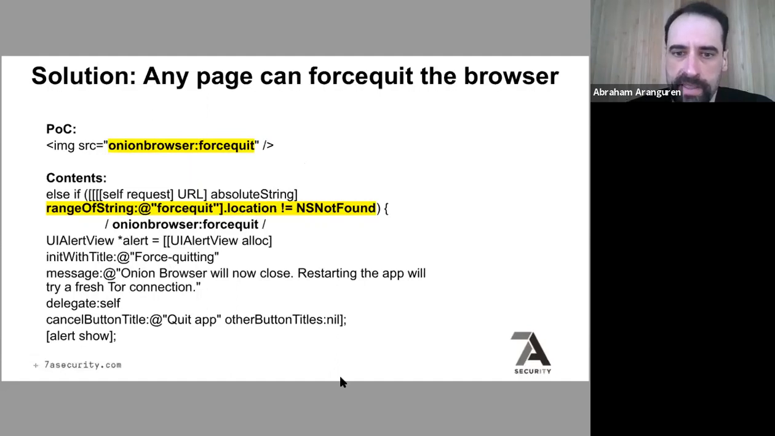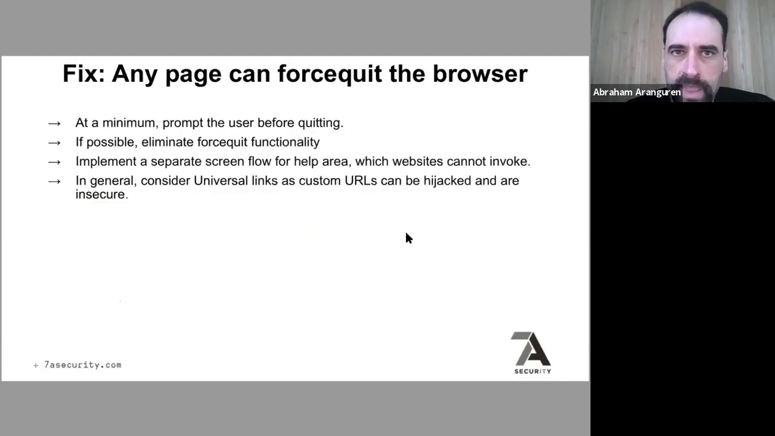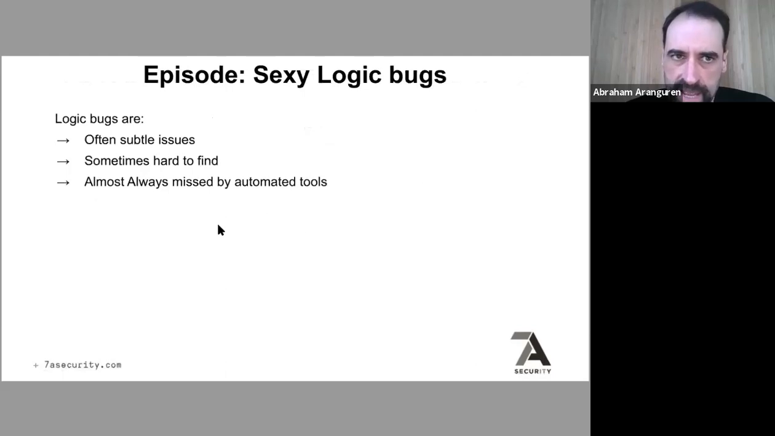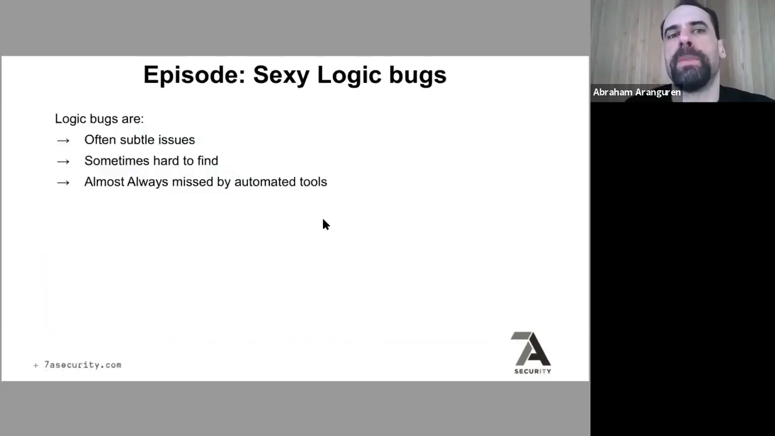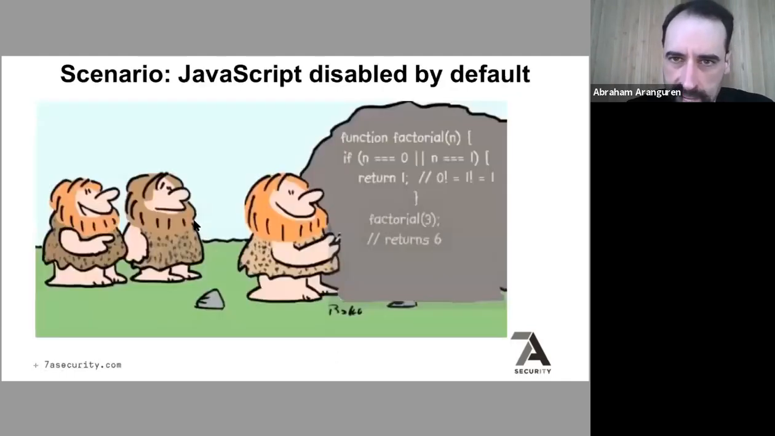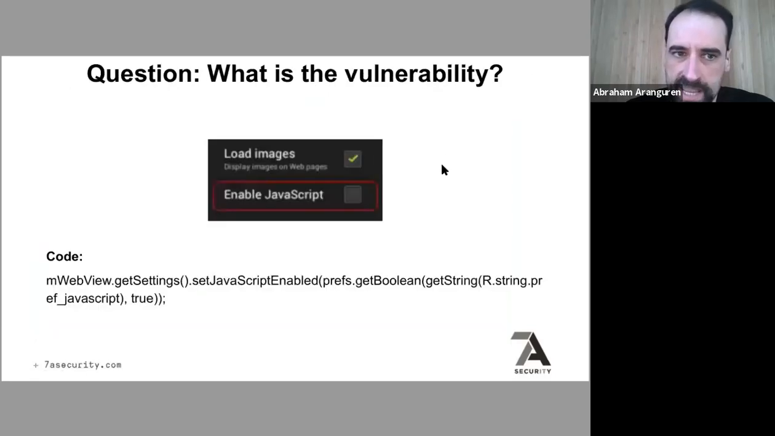So let me move my face somewhere else. Yeah, so this would be how to fix it. Basically, user interaction. And now let's talk about sexy logic bugs. This is interesting because logic bugs are often subtle issues, sometimes hard to find and almost always missed by automated tools, right? This is a scenario where JavaScript was supposed to be disabled by default. Does anybody see a problem with this? Any guesses about what's wrong with that?